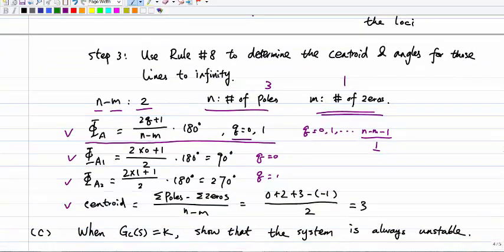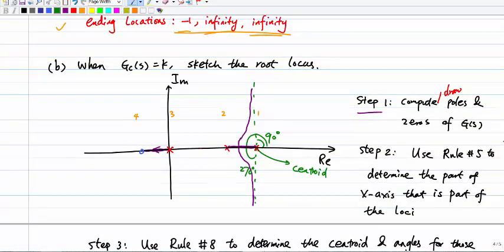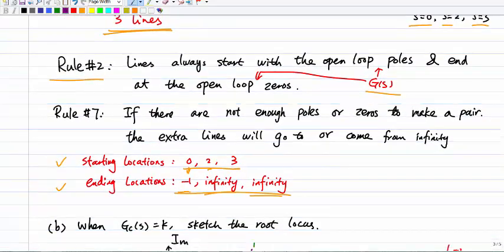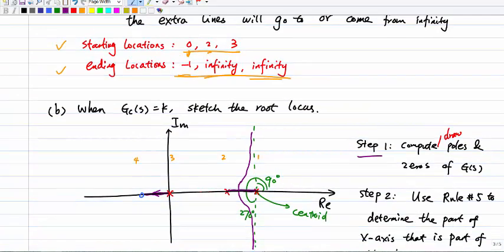Then you can draw this line. It just starts from here. As I mentioned, rule number 2 says lines should start at an open loop pole and end at an open loop zero. So one of them should start from here, anywhere here.